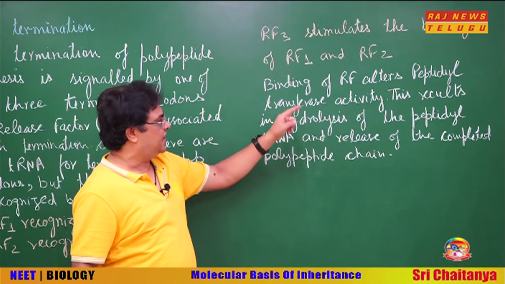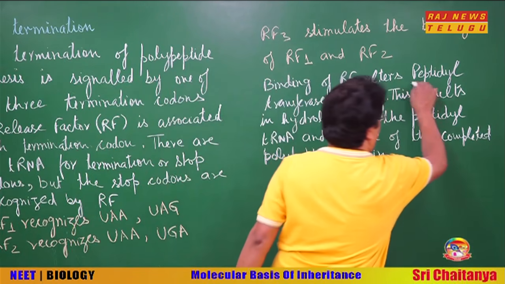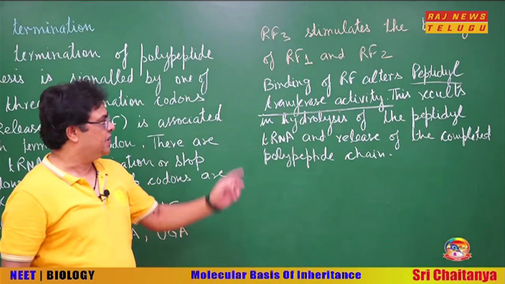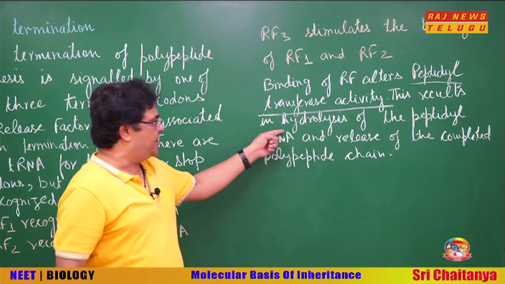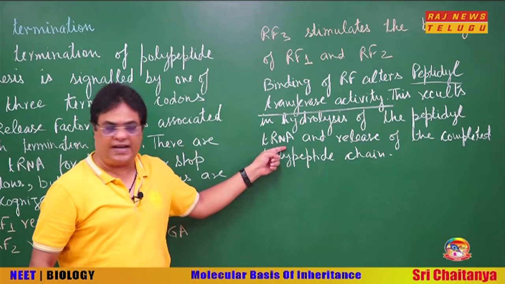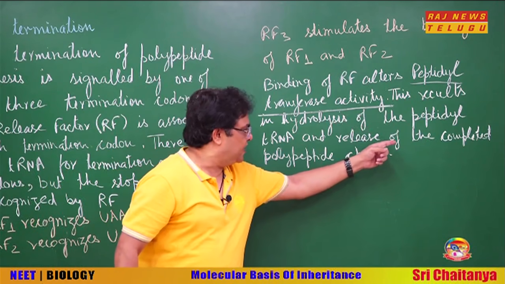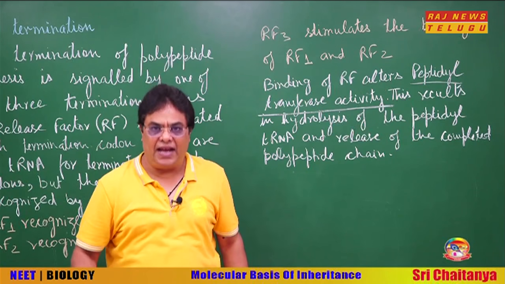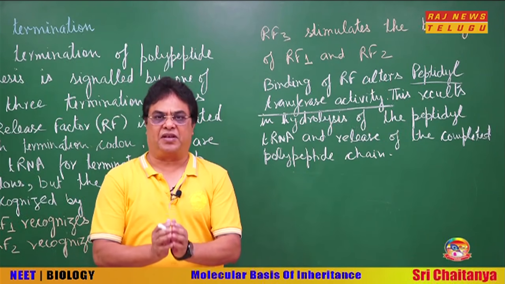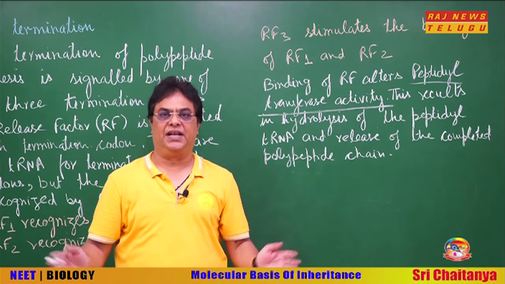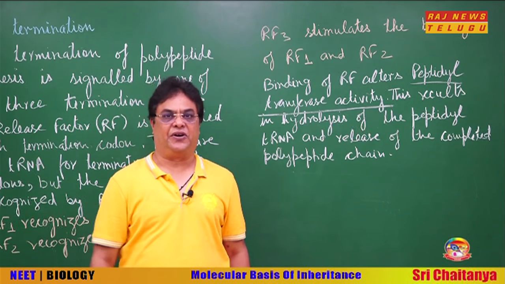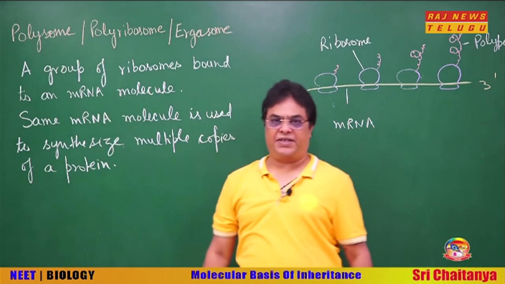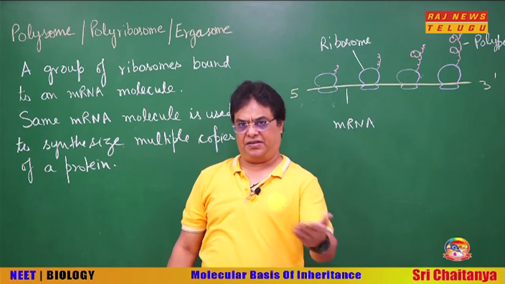Binding of release factor alters the peptidyl transferase activity. Remember, this is required for peptide bond formation. This results in hydrolysis of the peptidyl tRNA and release of the completed polypeptide chain. It is released from the ribosome, and then the two ribosomal subunits also dissociate, and this causes termination of the translation. Now, polysome. This question has been asked 2-3 times in the last 5-10 years.